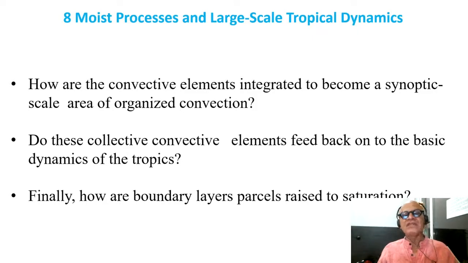How are the convective elements integrated to become a synoptic scale area of organized convection? We have already seen some convective regions in terms of OLR, Walker cell, Hadley cell, and so on, but we haven't explained any of the dynamics yet. But we will here try to combine the wave dynamics with what the convection actually does in the context of the waves and the dynamics.